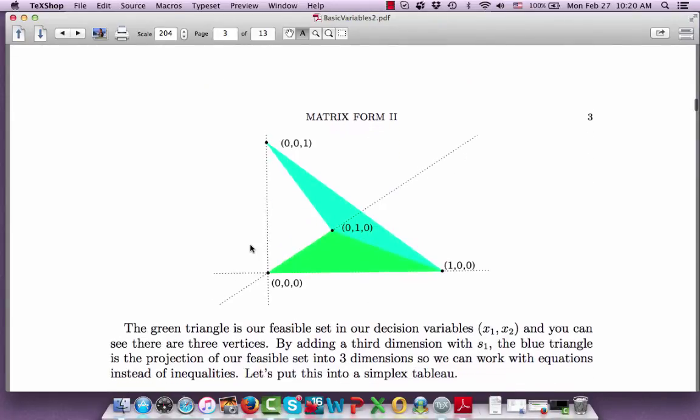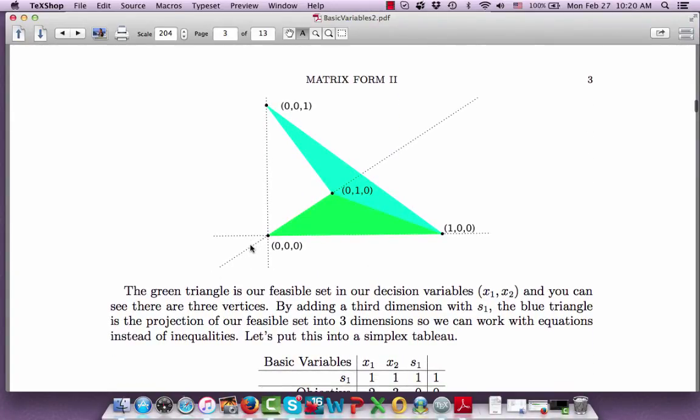The real idea of what's happening is geometric. Since we had a two-variable problem, we can think of this green triangle here as the feasible set of our original problem. It has 3 vertices listed here. Again, in two variables, just the first 2 coordinates is all we're worried about. Notice that all these points have a third coordinate of 0, because they're on the x1, x2 plane. So this green triangle is our feasible set.